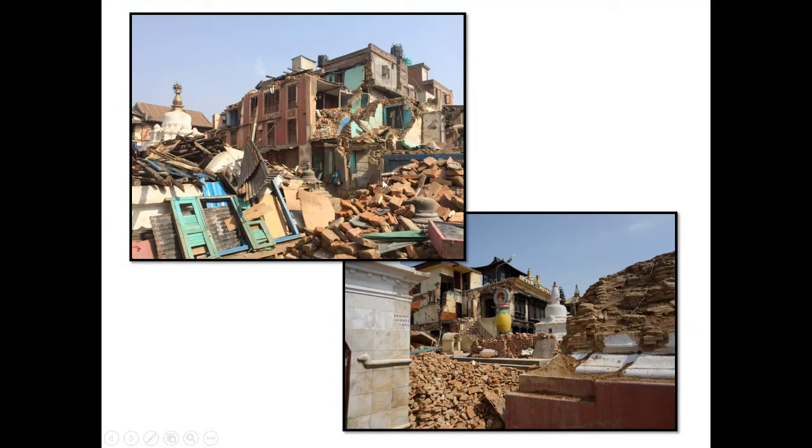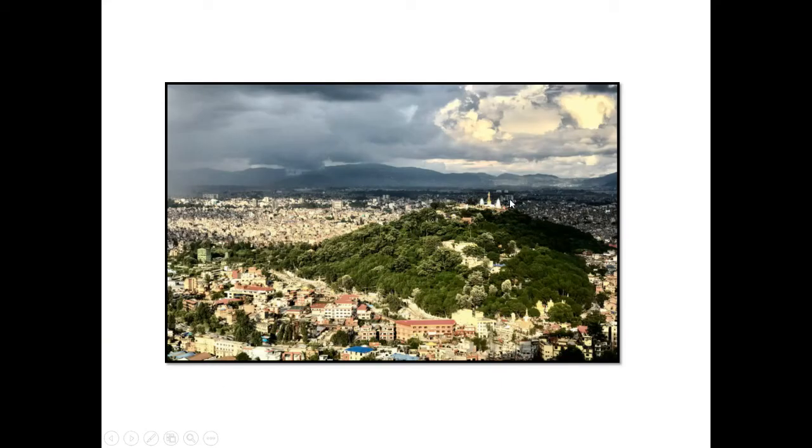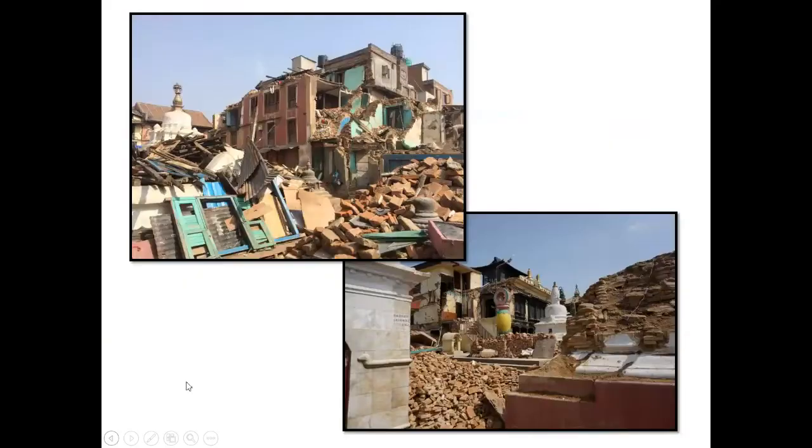This is the Swayambhu Temple, Monkey Temple, and you can see the heavy damage to older buildings. Swayambhu sits on top of the highest local hill in the valley, and so I haven't done any analysis of this, but it seems pretty clear that this was a topographic effect. The damage here was much stronger than other parts of the valley, and that's consistent with local amplification due to the hill, so this topographic amplification.